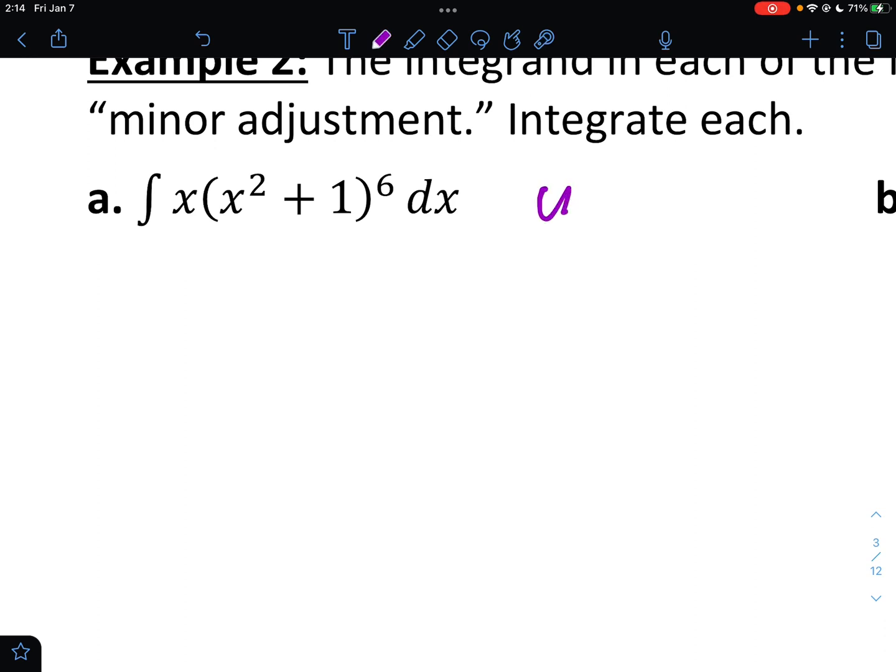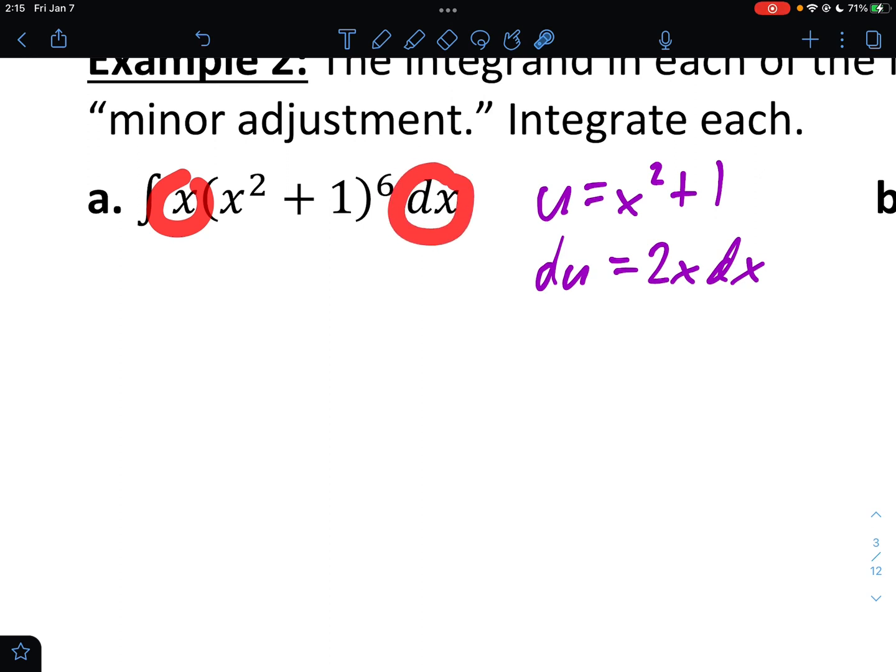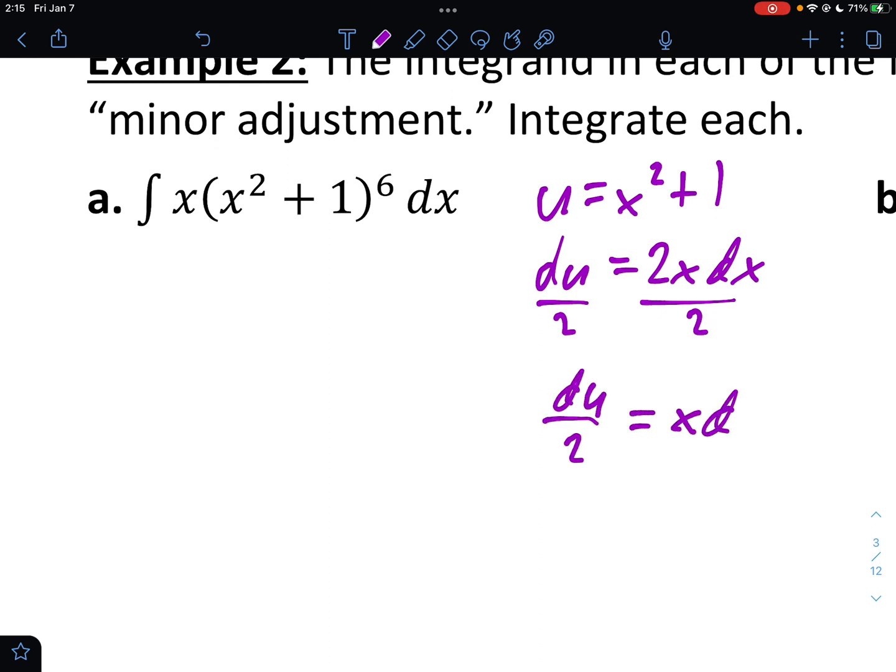So I'm going to let u equal x squared plus 1. So then du equals 2x dx. But I don't want 2x dx, I want x dx. So I can simply solve this equation for x dx, and I get du over 2 equals x dx. So now I can replace x dx with du over 2, or with 1/2 du.